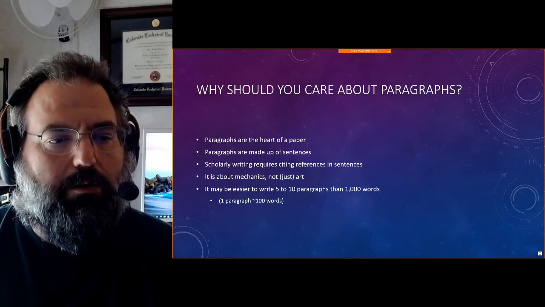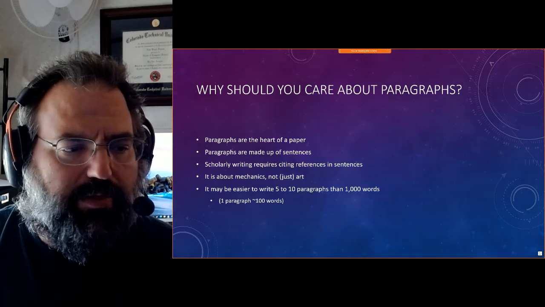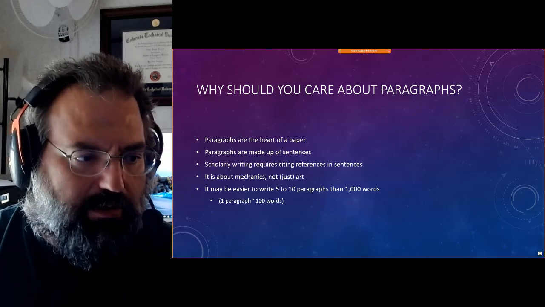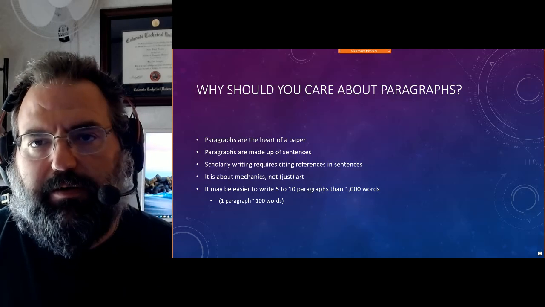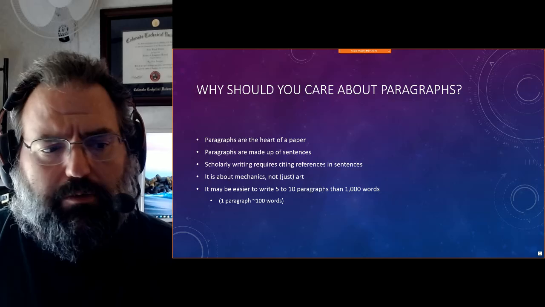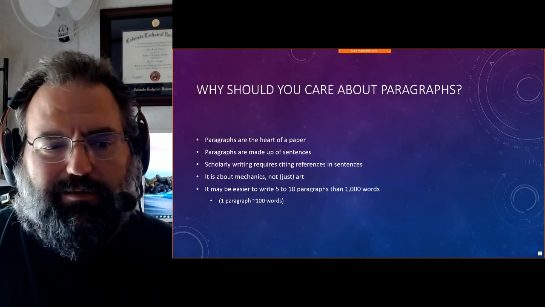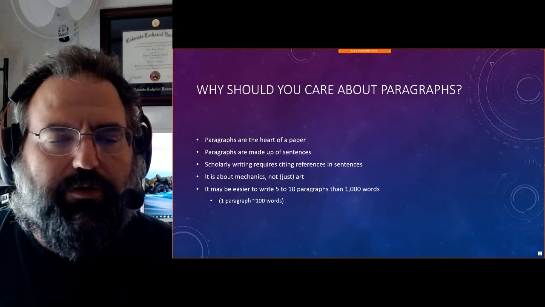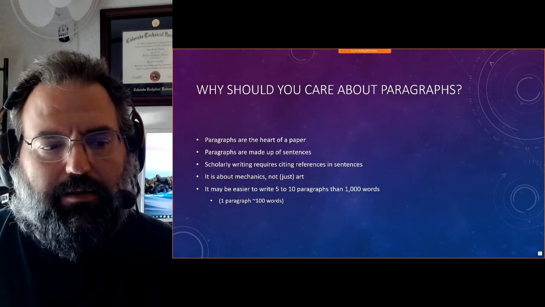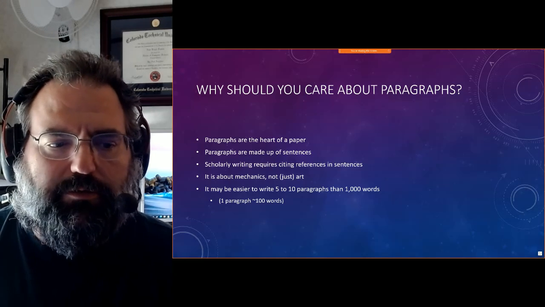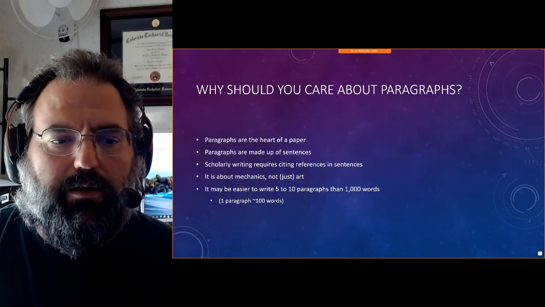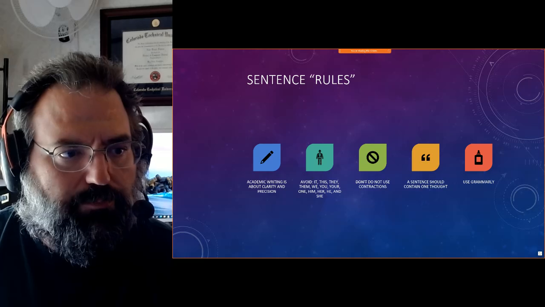So why do we care about paragraphs? Kind of went over that. It's the heart of the paper. Sentences are the building blocks of a paragraph. You need to have citations on those sentences, especially if you're making claims. Sometimes it's easier to write 5 to 10 paragraphs than it is to write 1,000 words. It's like how do you eat an elephant? A bite at a time, right? It's that mentality of reducing the unit of work to something attainable, which is a paragraph, and then you write multiple paragraphs in an orderly way, and before you know it, you've written a paper.